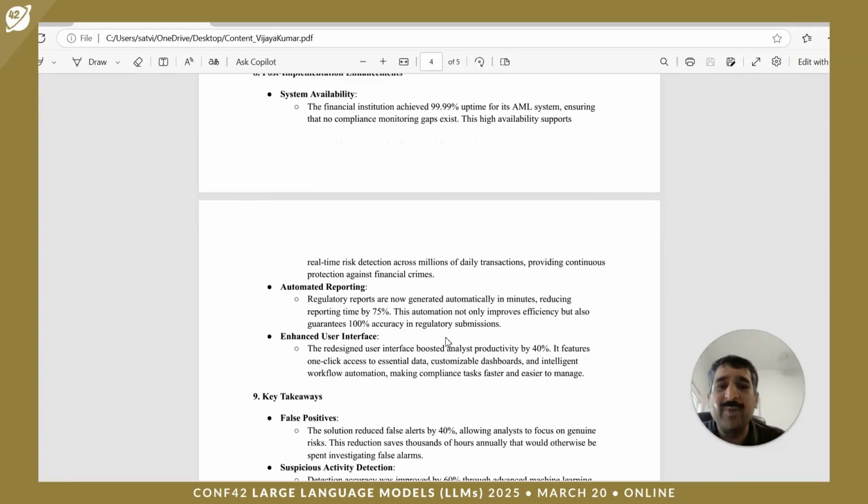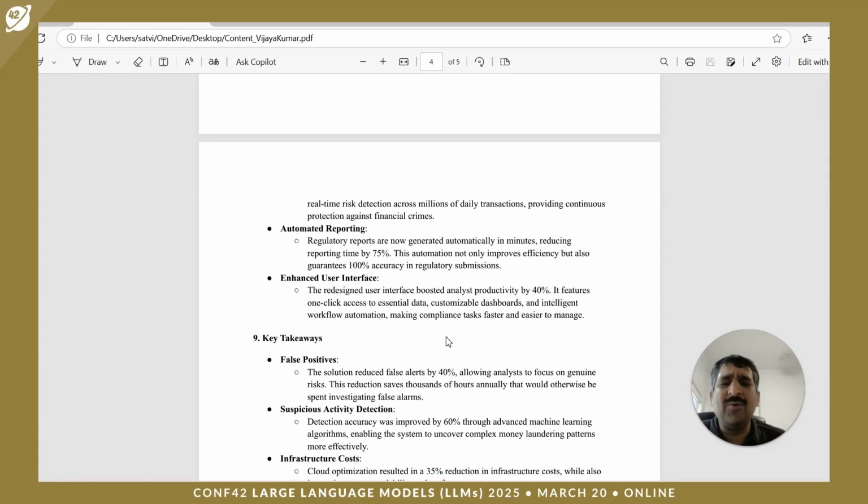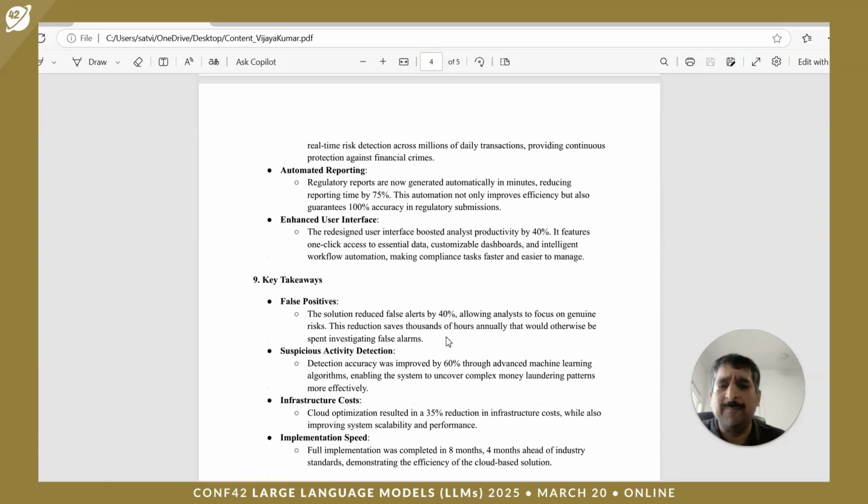Automated reporting. 75% of reports are already automated, and for a few, based upon the regulatory requirements, the small remainder they have to take care of. User interface. The redesigned user interface boosted analyst productivity by 40%. It features one-click access to essential data, customizable dashboards, and intelligent workflow automation, making compliance tasks faster and easier to manage.